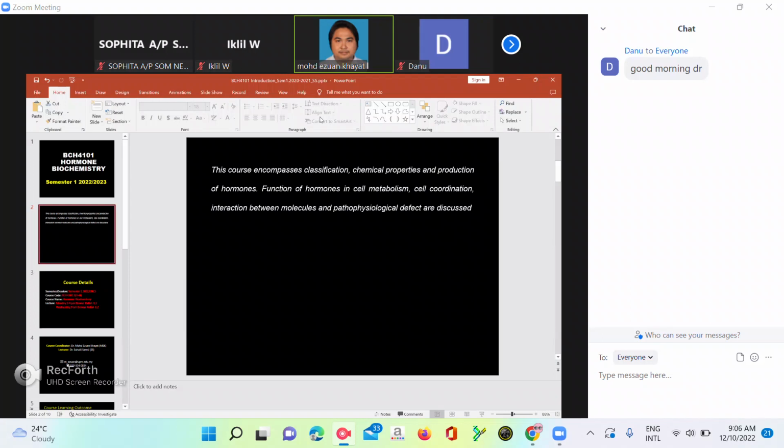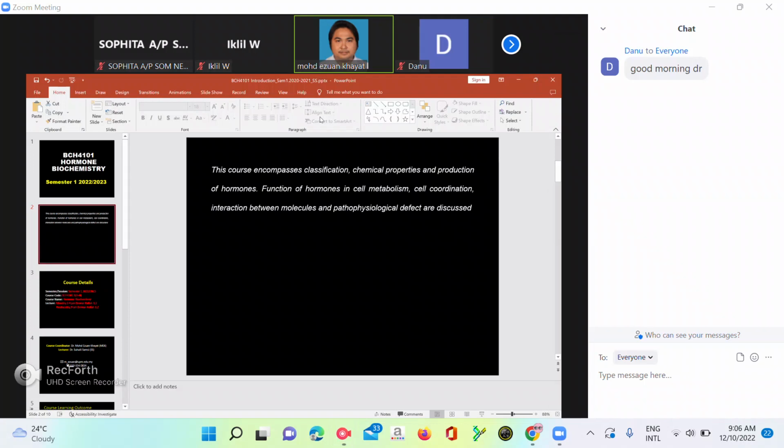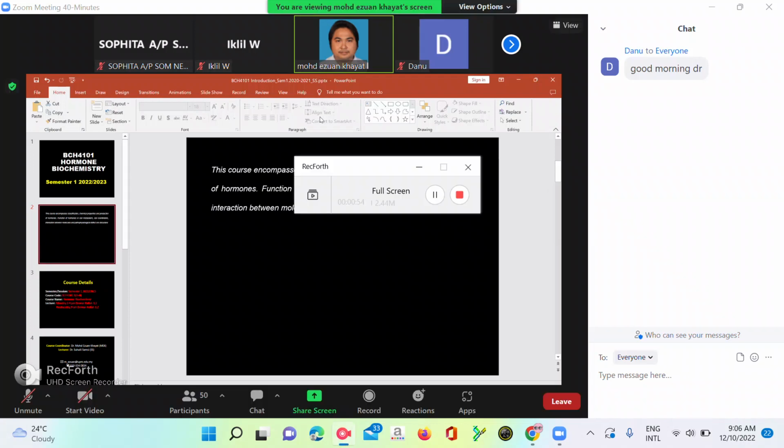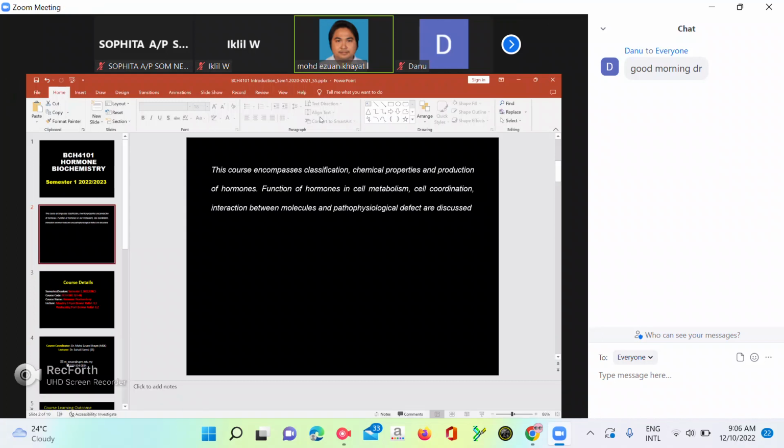Because we will try to relate the disease with the hormones. You know that an imbalance of hormones can cause a lot of diseases. So we will discuss one by one, and we try to find out the reason why these diseases happen, and how to avoid them. So basically it is just like a medical course, because we focus more on pathophysiological disease.